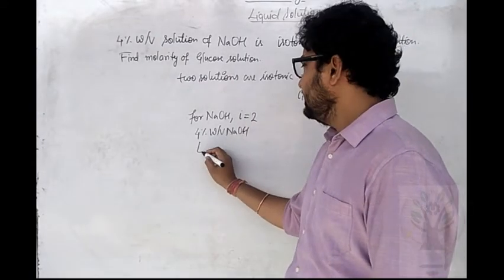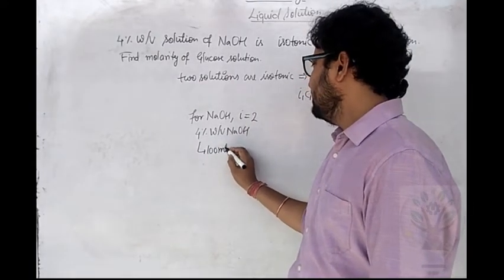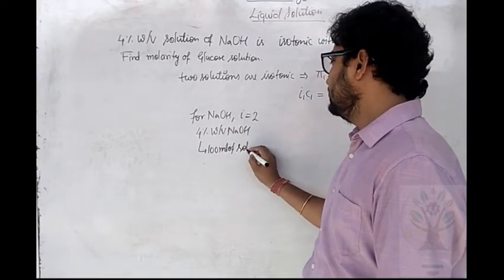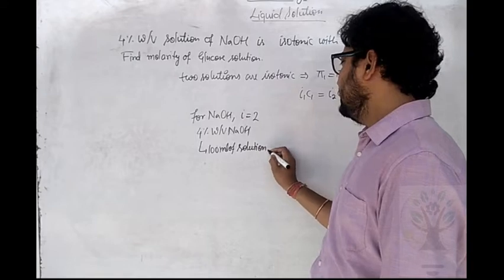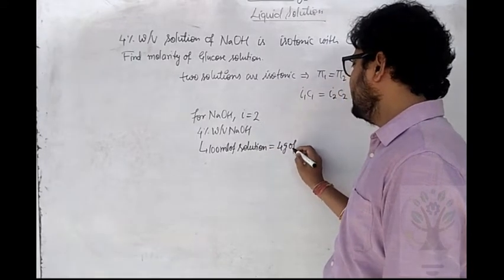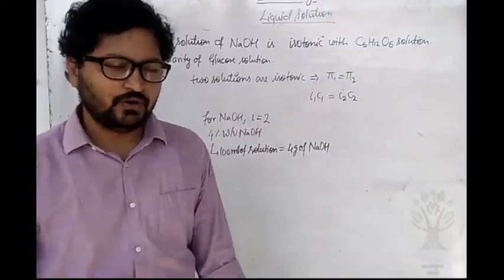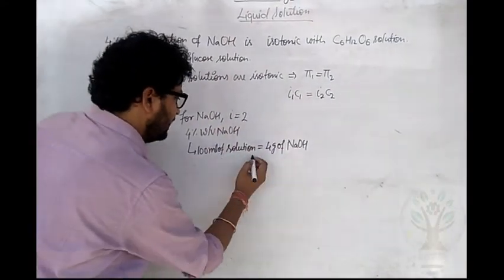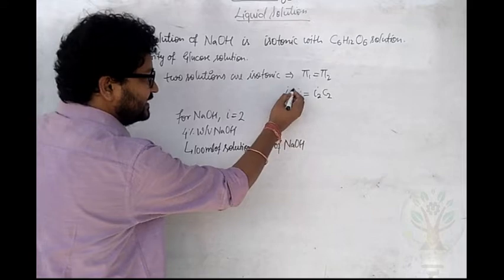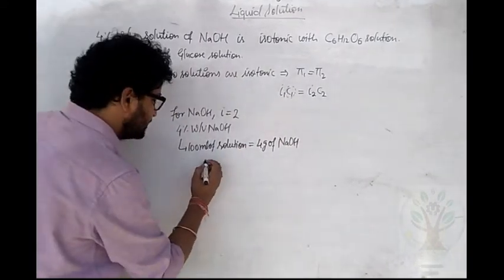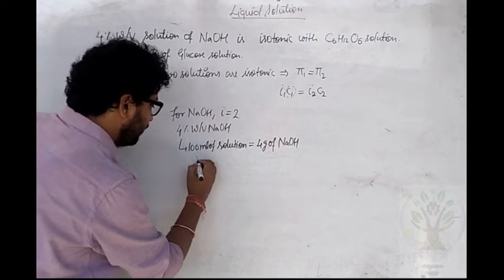Means if I take 100 ml of NaOH solution, it will have 4 gram of NaOH. You understand the meaning of 4% weight by volume? Good. Now, here I need to find C's. C means I need molarity. So for that purpose, I will see what I know here.